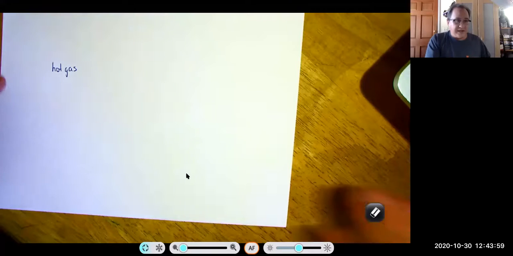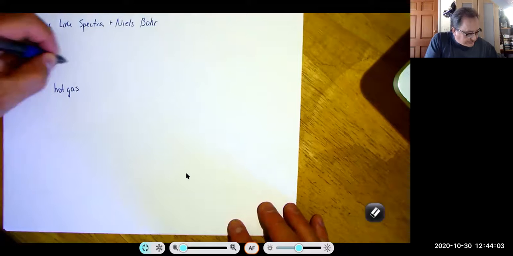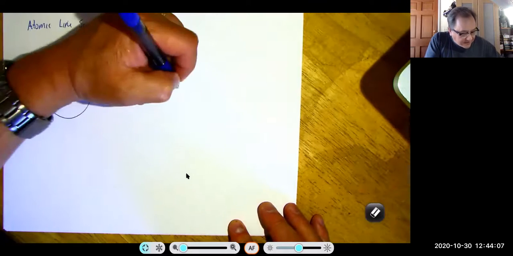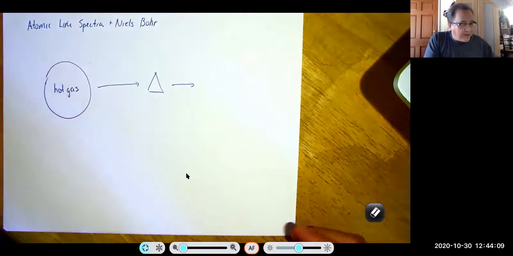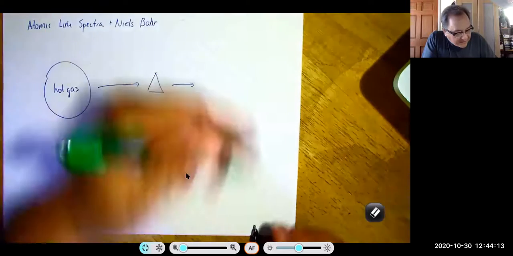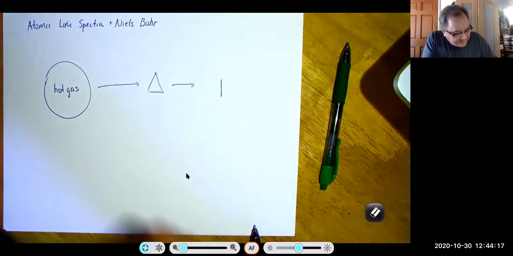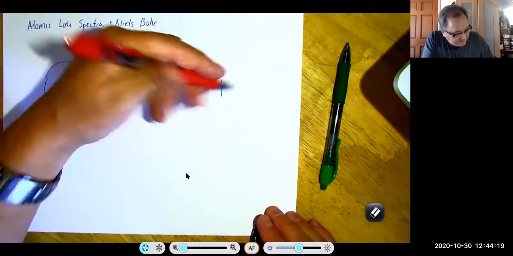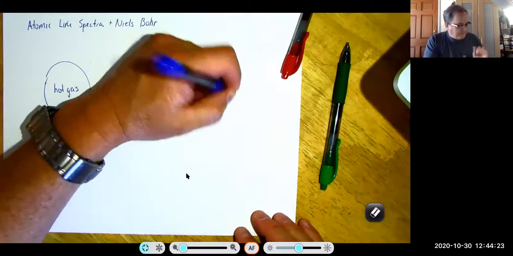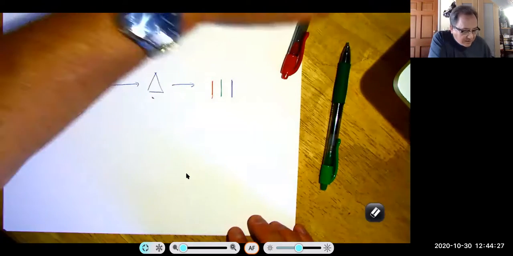Okay, so for the hot gas, light goes through the prism, and then you get a line spectrum. So maybe you get a green line, maybe you get a red line, and maybe you get a blue line, right? So here's what they say is happening.